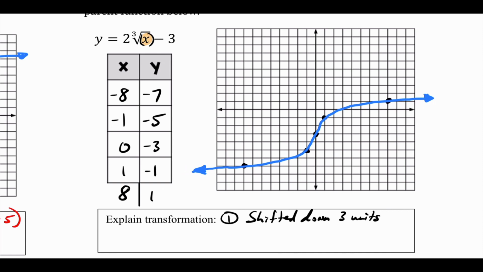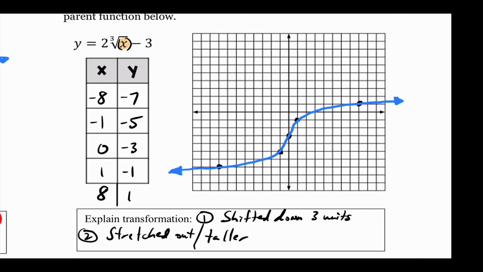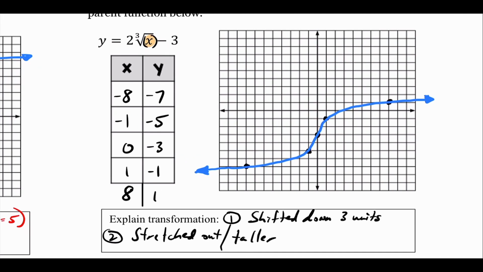There's one more difference. Stretched out, right? It looks like I grabbed the parent like this and stretched. That's what it looks like, right? It looks like it got taller or stretched. It did. Stretched out, taller. Didn't shift left or right. We know that because there's no H. H is 0.